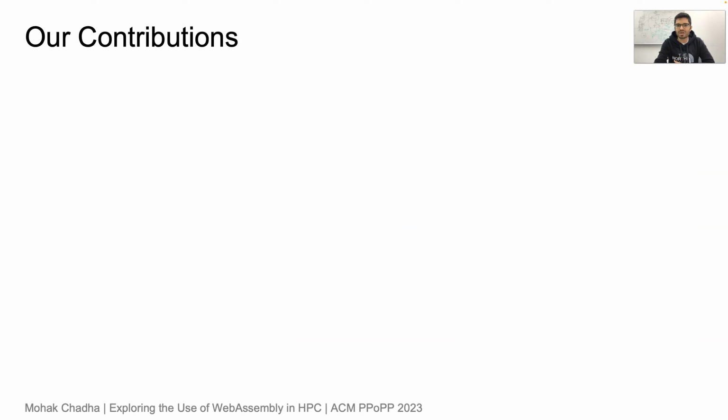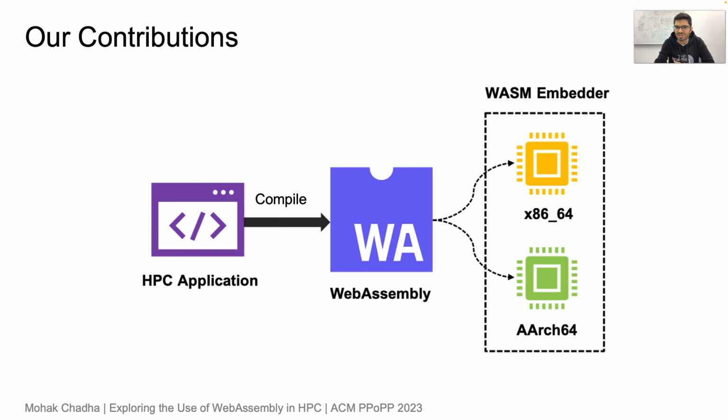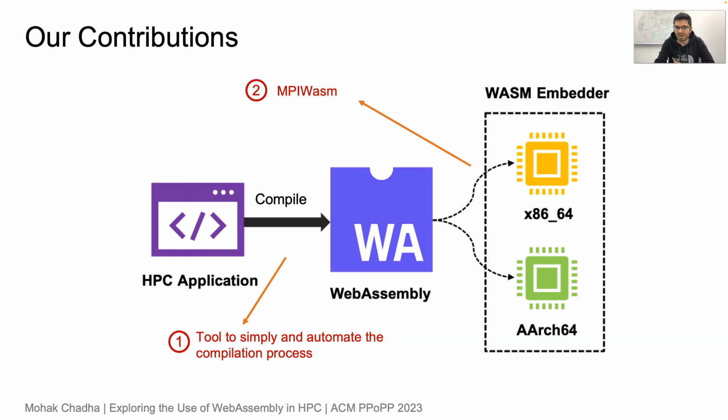So in this paper, we propose using WebAssembly as a distribution format for packaging MPI-based HPC applications. The main idea is that an HPC application can be compiled to WebAssembly once and executed on any platform by a supporting WebAssembly embedder. Towards this, we implement a tool to simplify the compilation process, and we present MPI Wasm, an embedder for high-performance execution of MPI-based Wasm modules.